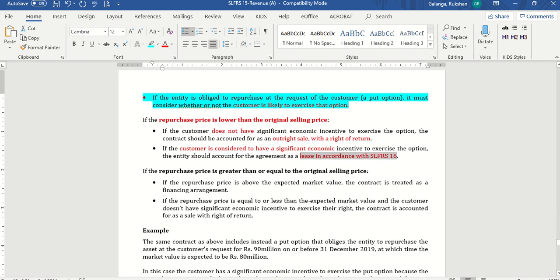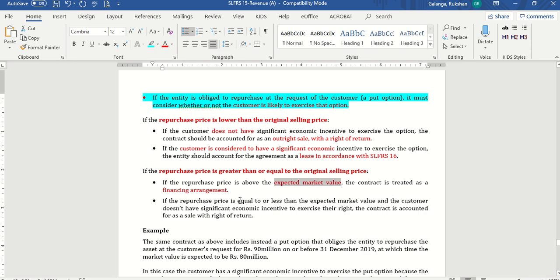Next one it says, if the repurchase price is greater than or equal to the original selling price. Repurchase price එක මොනවා වෙනවද? Greater than or equal to the selling price. If the repurchase price is above the expected market value, the contract is treated as a financing arrangement. අර ඉස්සල්ලා වගේ මොකද කරන්න කියන්නේ? If the repurchase price is above the expected market value, you want to look at the expected market value, right? Expected market value. We'll do an example. The contract is treated as a financing arrangement.